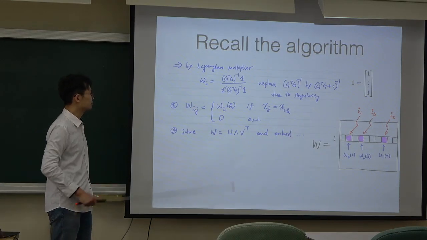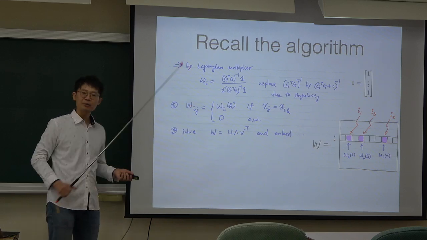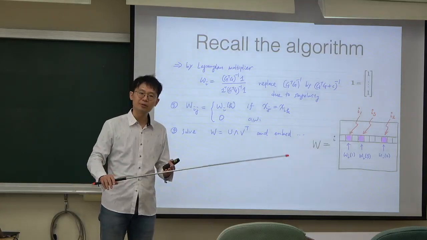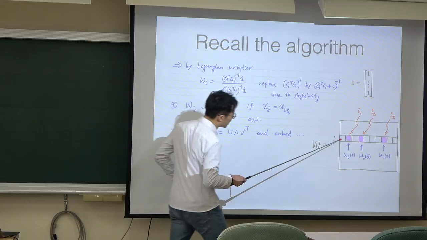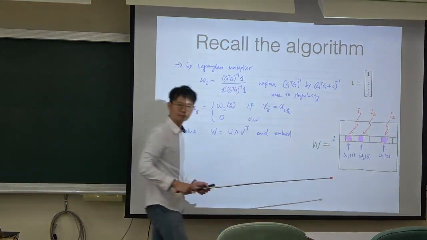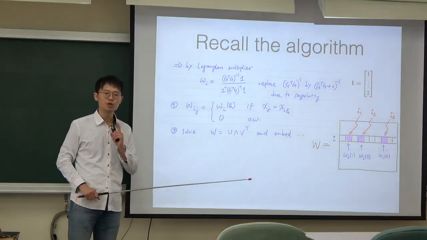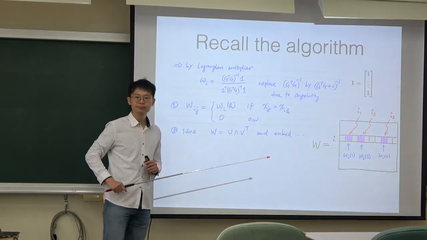Okay, so this is a W. And you can see that W is what? W turns out to be something very similar to the affinity matrix. Why? Because all the rows will sum up to 1. So it's like an affinity matrix. The only thing that we are not sure is, will all the entries be positive?